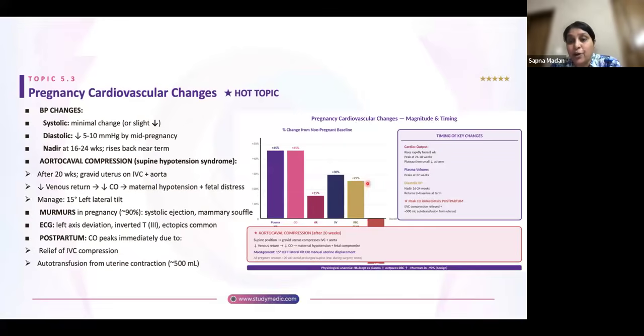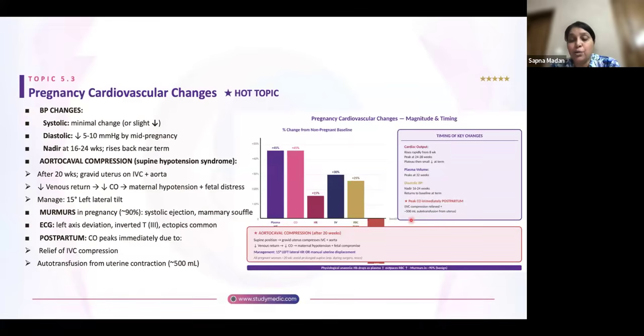The cardiac output rises rapidly from 8 weeks and peaks at around 24 to 28 weeks. Then it will plateau, and near term it will come back a little bit toward normal. Plasma volume peaks at 32 weeks. Diastolic BP, the nadir, the lowest, is around 16 to 24 weeks and returns to baseline at term. Peak cardiac output is immediately postpartum. So amongst the phases, it's at 12 weeks, then at 24 to 28 weeks, then in labor and postpartum. These are the times in pregnancy when the lady can be maximally compromised.